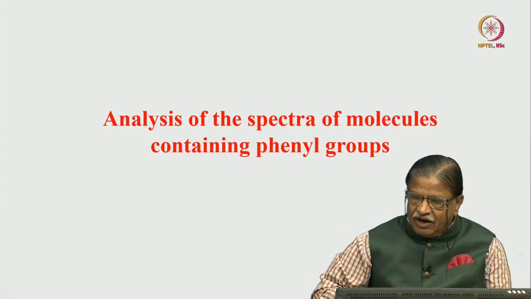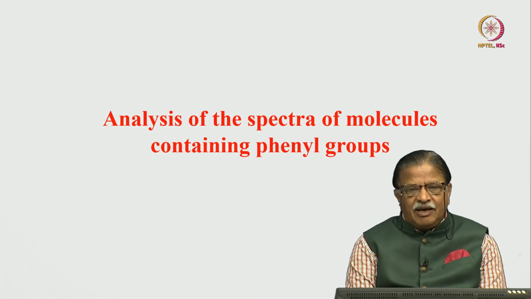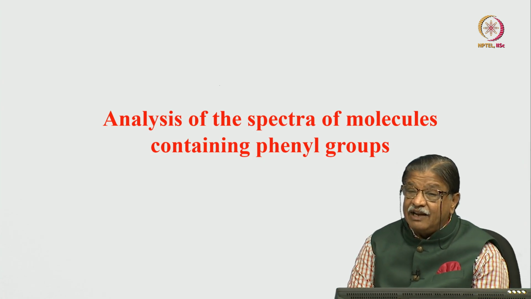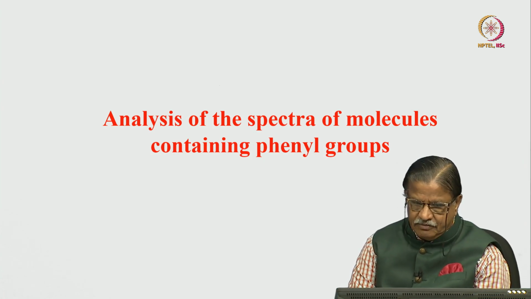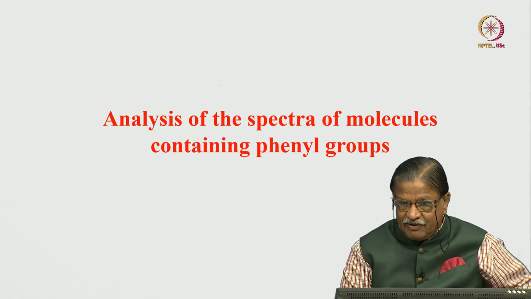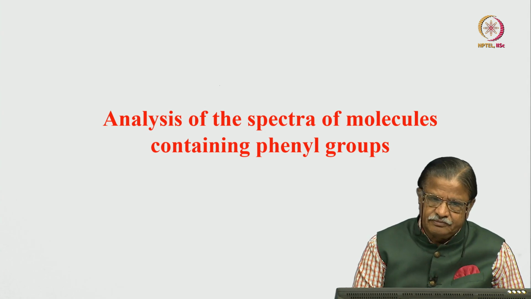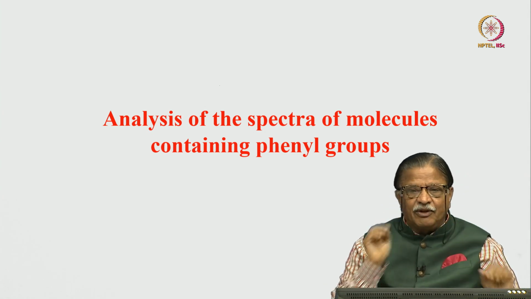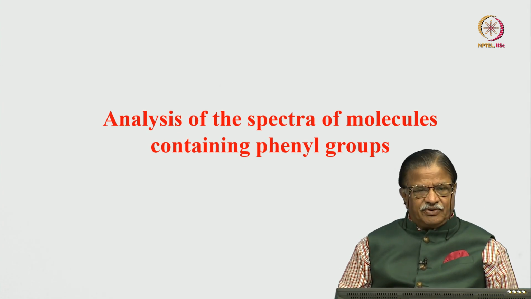Okay. This is all, so far we were discussing the analysis of the proton spectra of molecules containing only aliphatic protons. So far we did not bring in the phenyl group, only one example was there, but I said I will explain it later. How do you analyze the spectrum of molecules containing phenyl groups? That is what we should understand today.